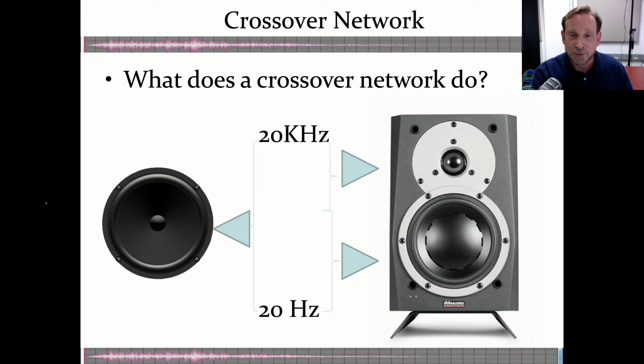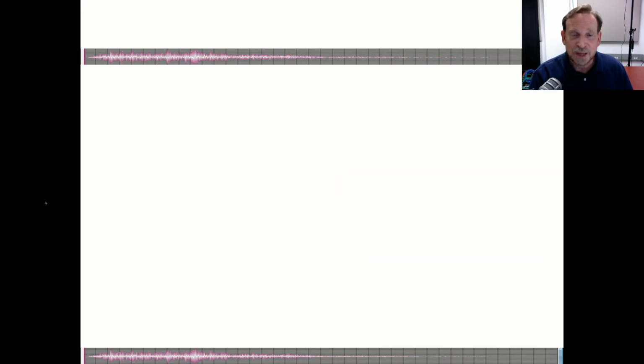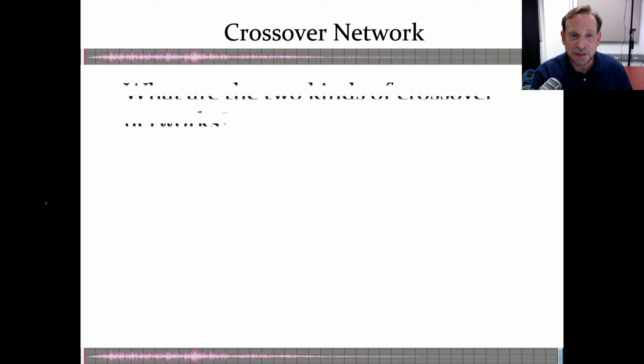So what we end up doing is using multiple drivers. In this case, the image is showing us a single driver system and a two-way system. Two-way system is allowing us to split that 20 to 20 kilohertz and send the frequencies that are higher to, in this case, the tweeter, and those that are lower to the larger cone, the larger driver, which we'll call a woofer in this particular case. So the crossover network is going to help us get the right signal to the right location.